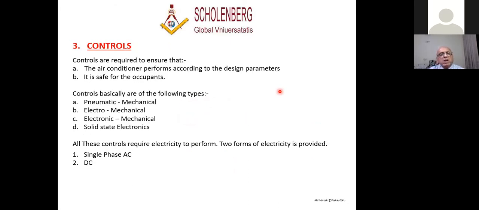Controls. Controls are required to ensure that the air conditioner performs according to the design parameters. 2, it is safe for the occupant. The air conditioning system should be safe. Safety first. Controls basically are the following types. 1, pneumatic, mechanical. 2, electromechanical. 3, electronic, mechanical. And 4, solid state electrical. All these controls require electricity to perform. 2 forms of electricity are provided for controls: single phase AC and DC. We go to the next slide.